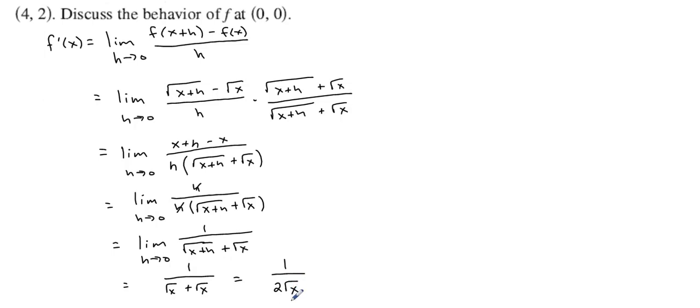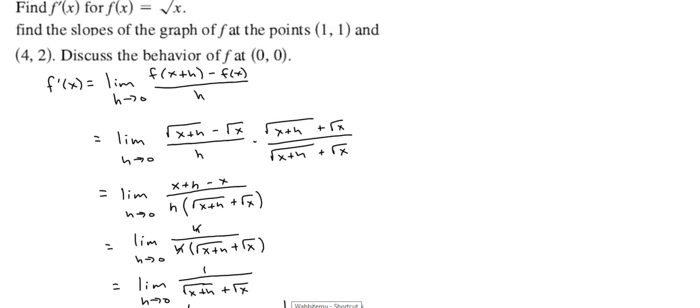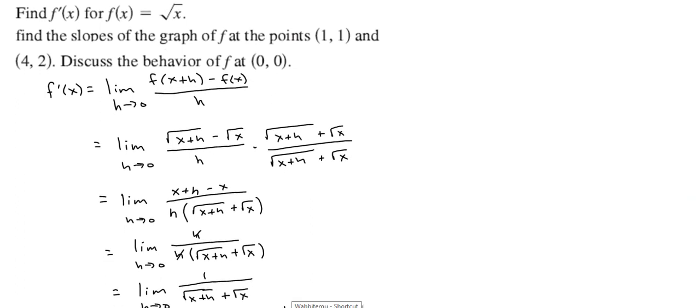Obviously, we could rationalize this if we wanted to, right? There's not a big need to, I think. Okay, f prime of x equals 1 over 2 square root of x. What does that mean? That means the derivative, or the slope of the tangent line, for all tangent lines along the function f can be found by using 1 over 2 square root of x. Okay, so we found the derivative, which is f prime.